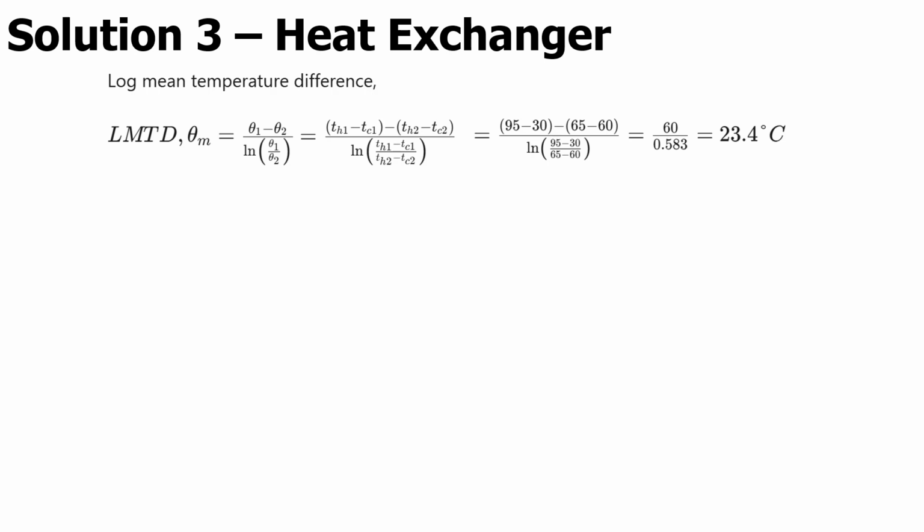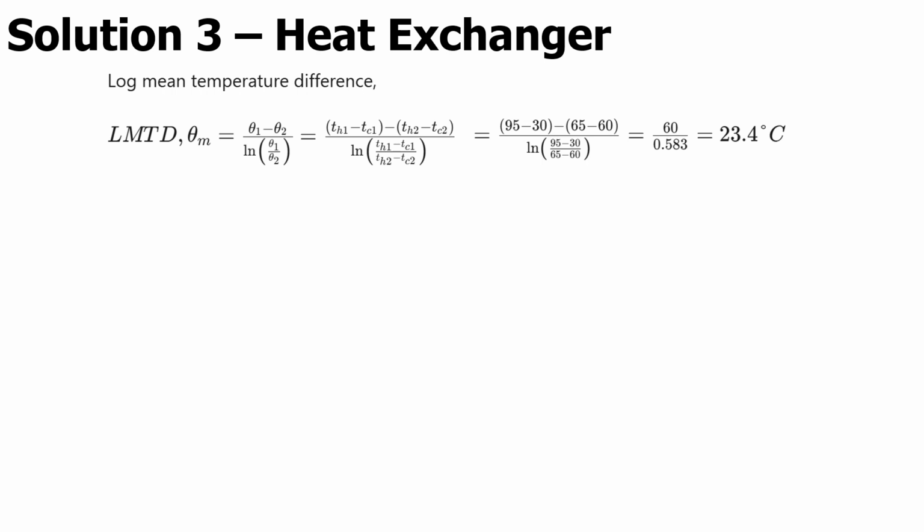Now let's calculate the logarithmic mean temperature difference, denoted as theta m. And we are going to use a formula that is provided on the screen. So when we plug in all the values, because we have them, and do the calculation, we find that LMTD is approximately 23.4 degrees Celsius.